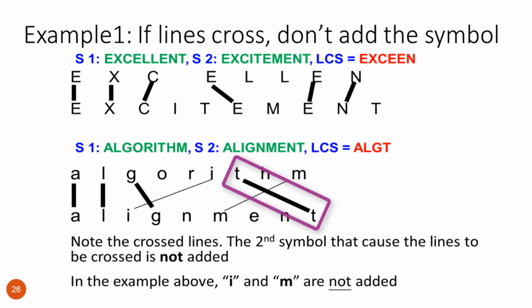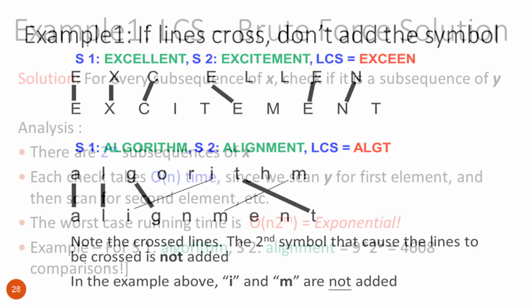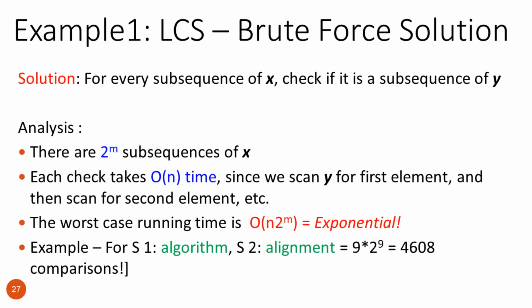T with T, there is no H, and then we get to M in algorithm. There is an M in alignment, but it would cross over the line for T and T, so we're going to ignore that. So the LCS for algorithm and alignment is ALGT with a length of 4. The simple technique we tried works, but probably isn't the best way to do this. It also wouldn't be very easy to automate.